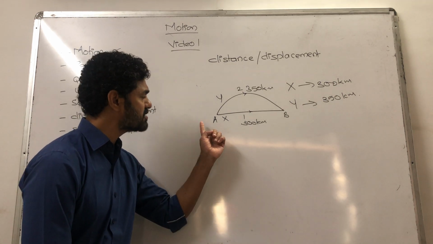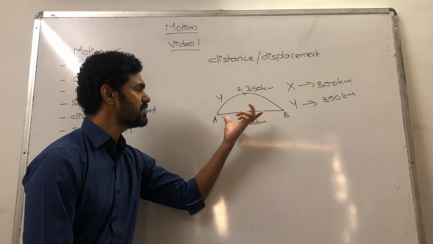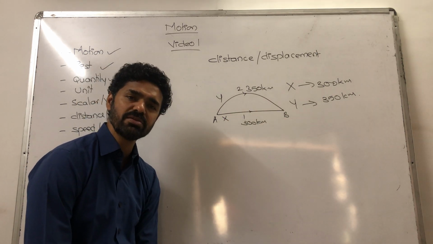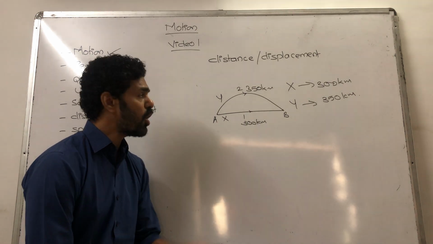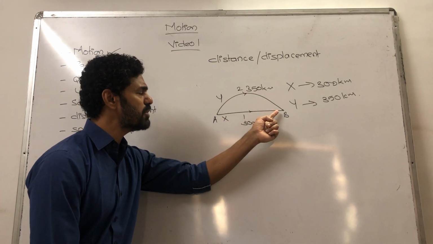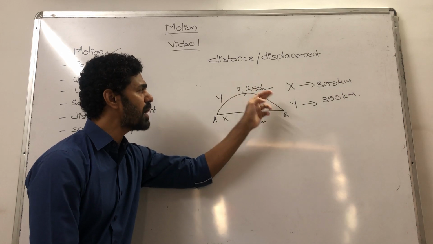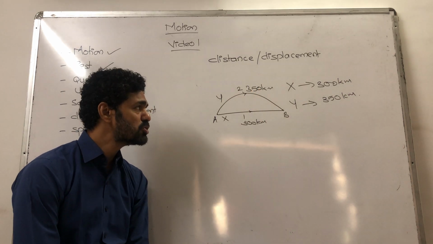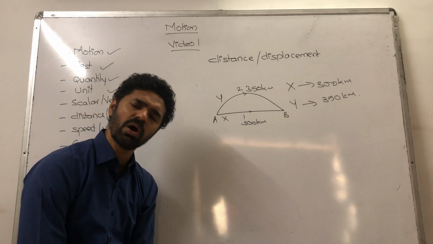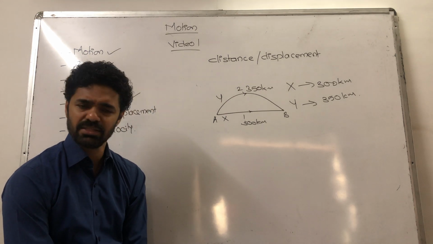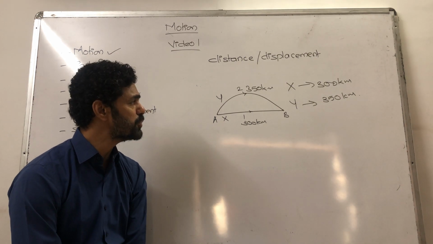Now because X travelled through this path, the length of this path was 300 kilometers. So the distance travelled by X is 300 kilometers. On the contrary, Y takes an altogether different path. The length of this path was 350 kilometers. So the distance travelled by Y is 350. And I assume we all understand distance in the same manner. So this is nothing new to you.